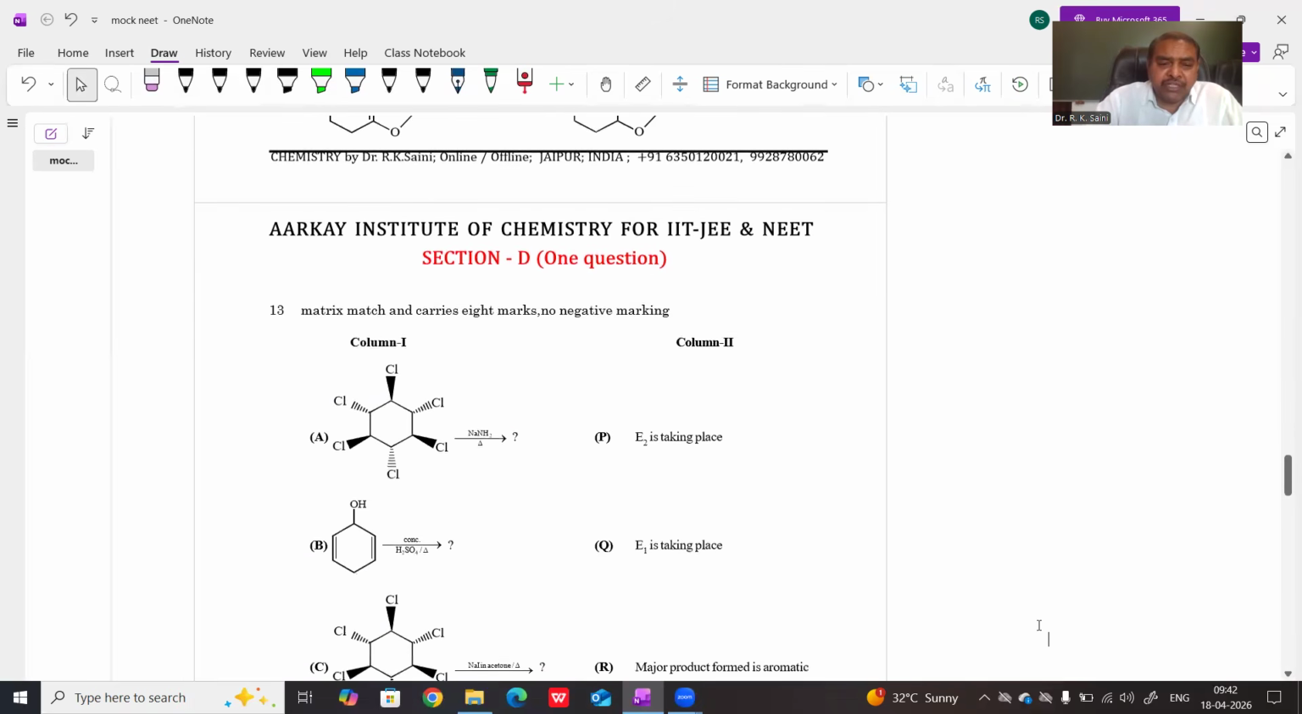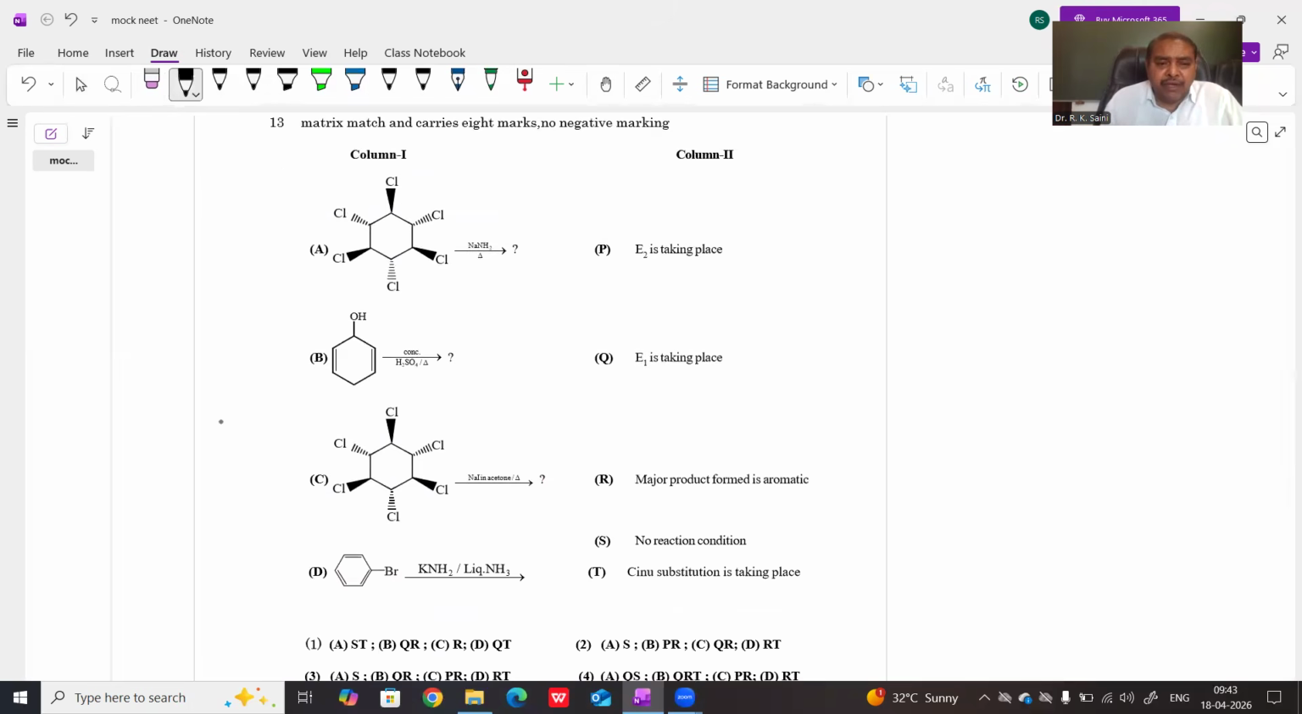Question 13 is matrix match type. In compound A, the reaction with sodamide. We know that sodamide is a strong base and hence an E1cB reaction takes place. E1cB means hydrogen and halogen elimination takes place. In the first step, hydrogen is eliminated and then Cl is removed, but both must be anti-periplanar to each other. But in this compound, Cl and H are on the same side, therefore no reaction, and hence compound A does not react with sodamide. Therefore, the option for A means no reaction.